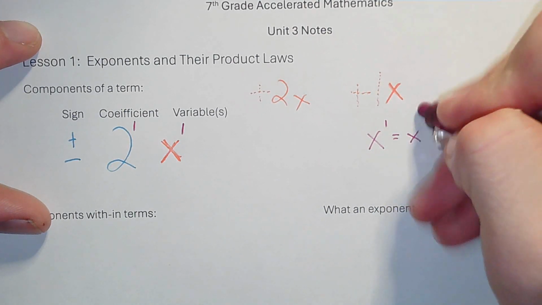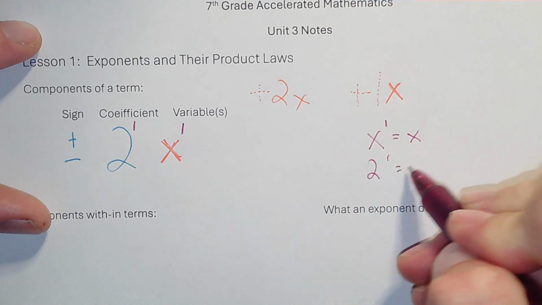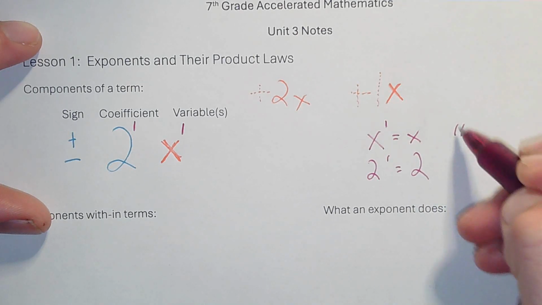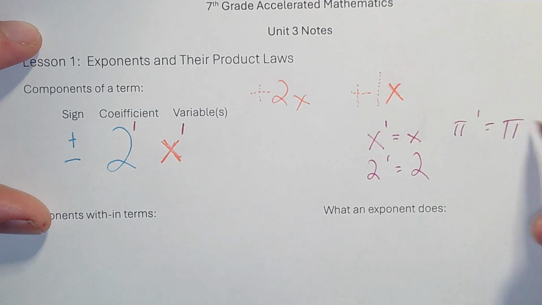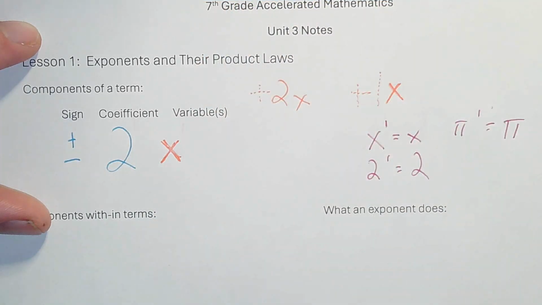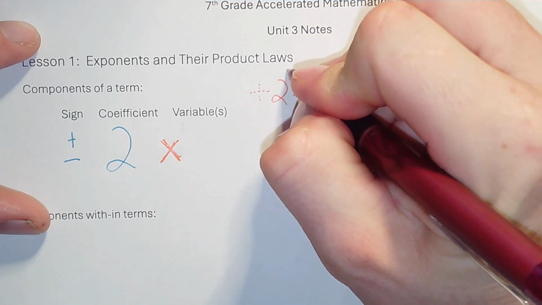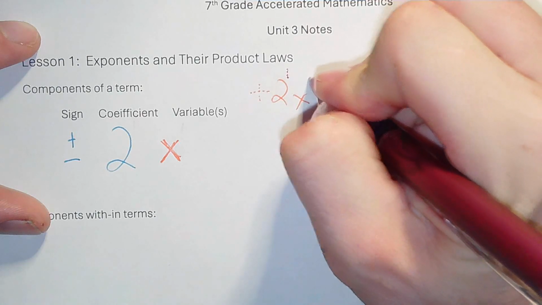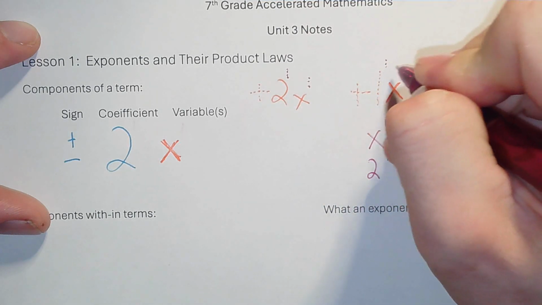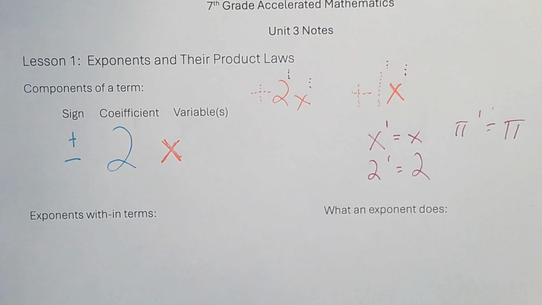Anything raised to the first is equal to that thing, right? So 2 raised to the first is simply 2. Pi raised to the first is simply pi. So they just don't include it, and it's presumed to be there. It's just an invisible 1, right? So technically this is 2 to the first times x to the first. There's a lot going on here that's not shown. You just have to know that it's there, okay?